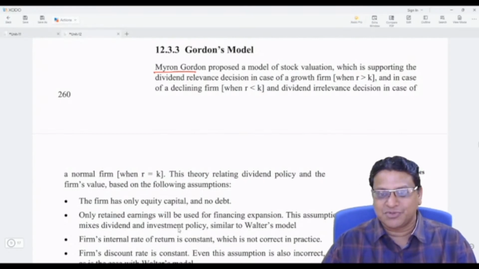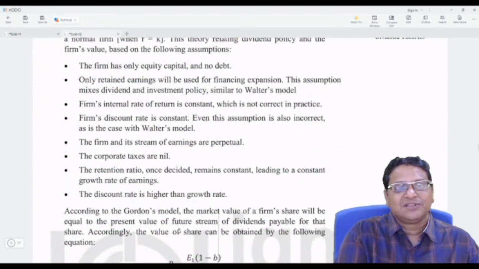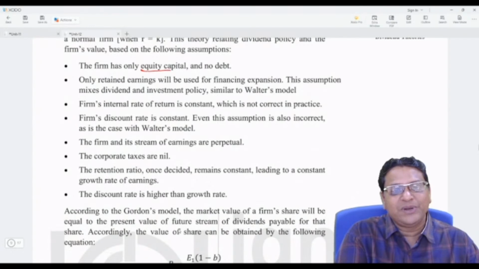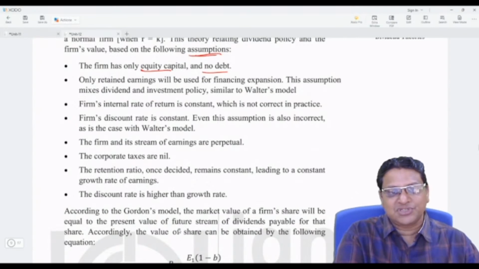So what are the assumptions of Gordon's model? First we will see what the assumptions are. The firm has only equity capital, no debt. So it only uses equity capital. These are the assumptions of Gordon's model.